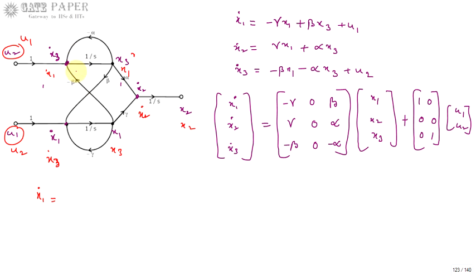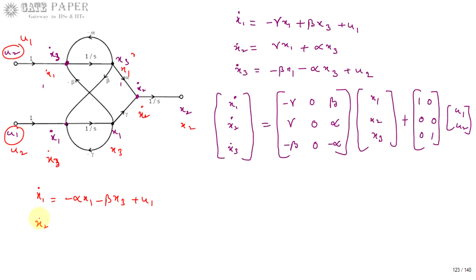So this is first one, minus alpha x1. Next from x3, minus beta x3. Consider only red color. Okay, plus u1.